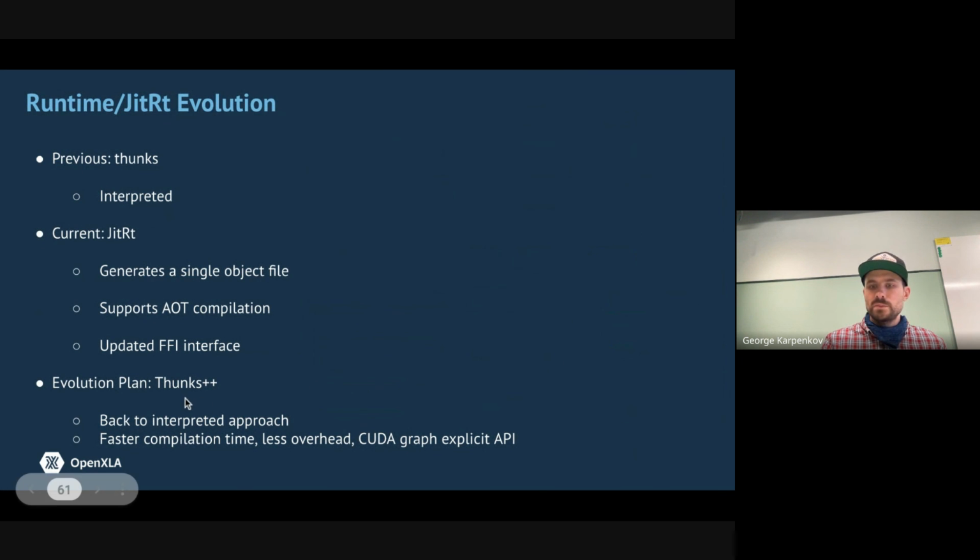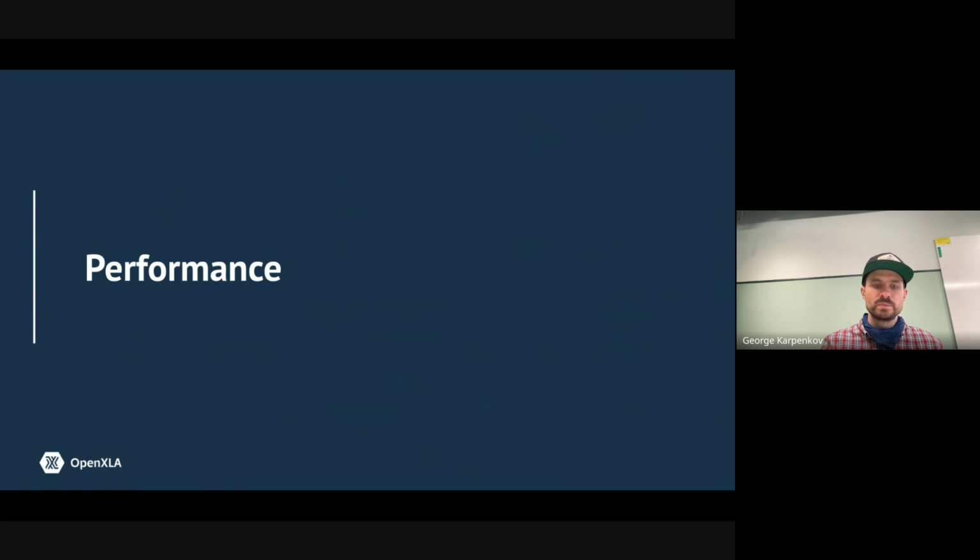And then this GTRT component right now generates this object file by compiling all the runtime code, but that actually incurs a non-trivial overhead, as we found out. So now we are trying to go back to the interpreted approach, where we would still have a small interpreter launching kernels one by one, but it would use CUDA graphs and it would explicitly construct CUDA graph regions.